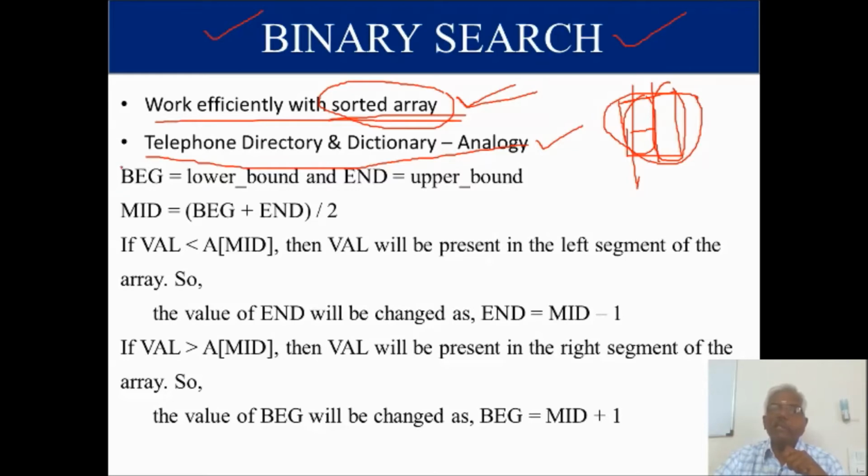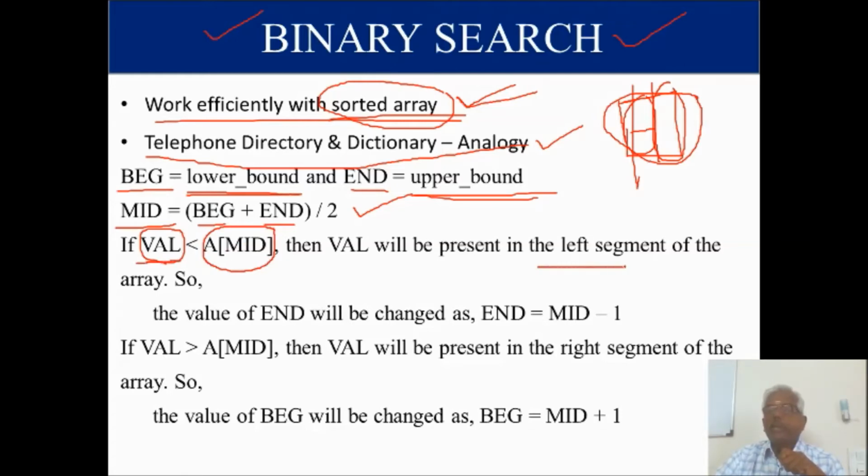So here what is the thing we are going to do? Initially the beginning is going to be the lower bound, end is going to be the upper bound, and each time we are going to calculate the middle value, beginning plus end divided by 2. So this beginning and end are nothing but the index values of the array, lower index value and upper index value, not the actual elements. After finding out the mid position, the given value is compared with the value of the array in the mid position, that is A of mid. In case my value is lesser, I go for left segment of the array.